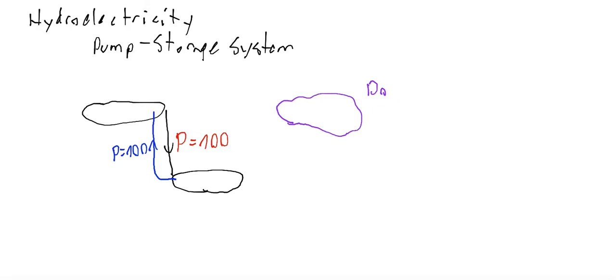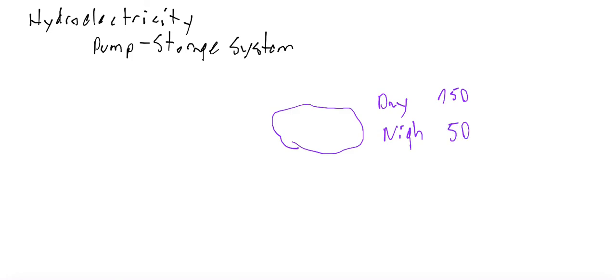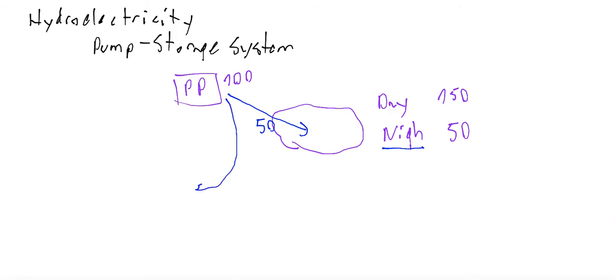Let's start with the city, it will be better. Okay, so let's imagine that there is a city which needs at day 150 units and at night just 50 units. And there is a power plant which produces 100 units. Okay, so how does it work? At night, I'm going to use the blue color. At night, the power plant delivers 50 to the city and 50 to pump up water from the lower to the higher reservoir.